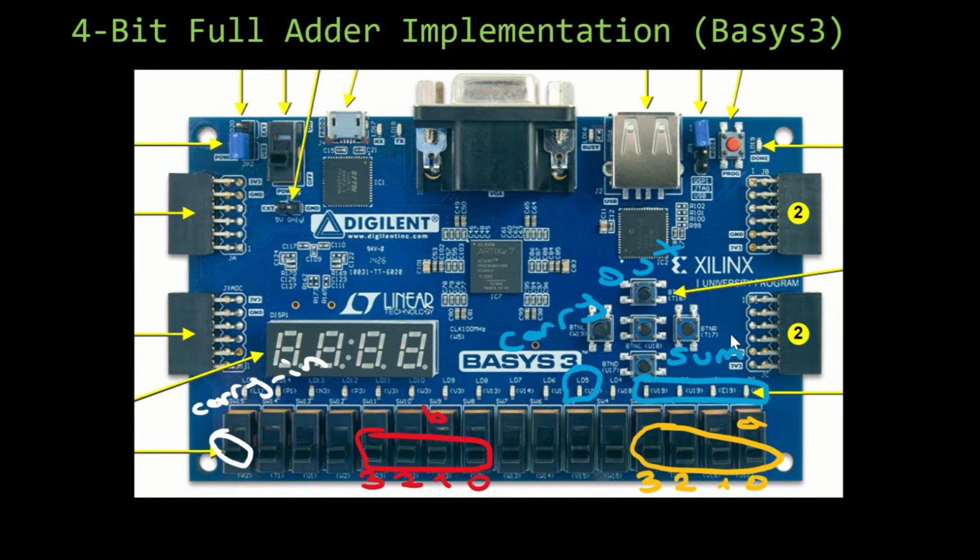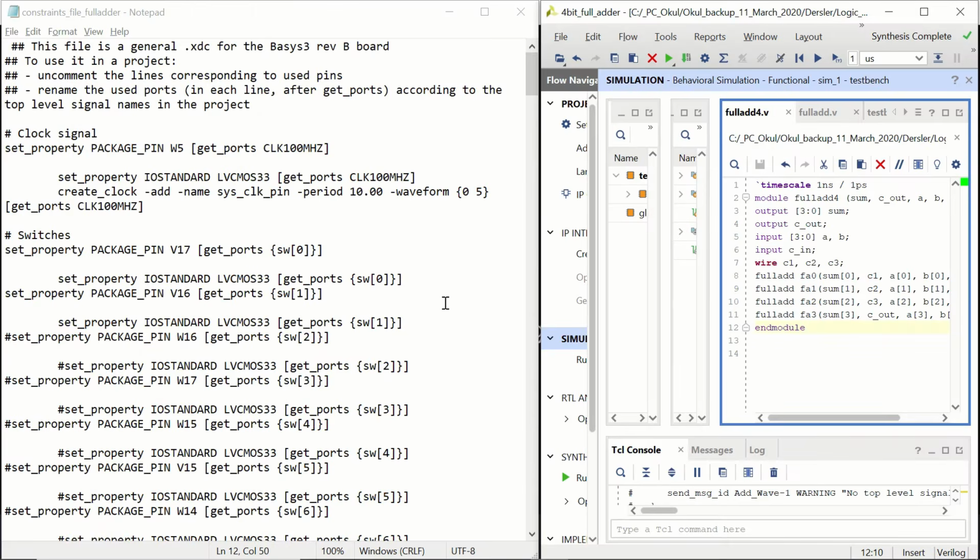Now let's modify our XDC file accordingly. So now on the left hand side we can see the master XDC file for our BASYS3 board, and on the right hand side we have our full adder design source file. What we are going to do is actually very easy. We are going to change the inputs with the related switches, and we are going to change the outputs with the related LEDs. So we remember that the switch 0 to switch 3 is going to be our input A, so we can directly change this.